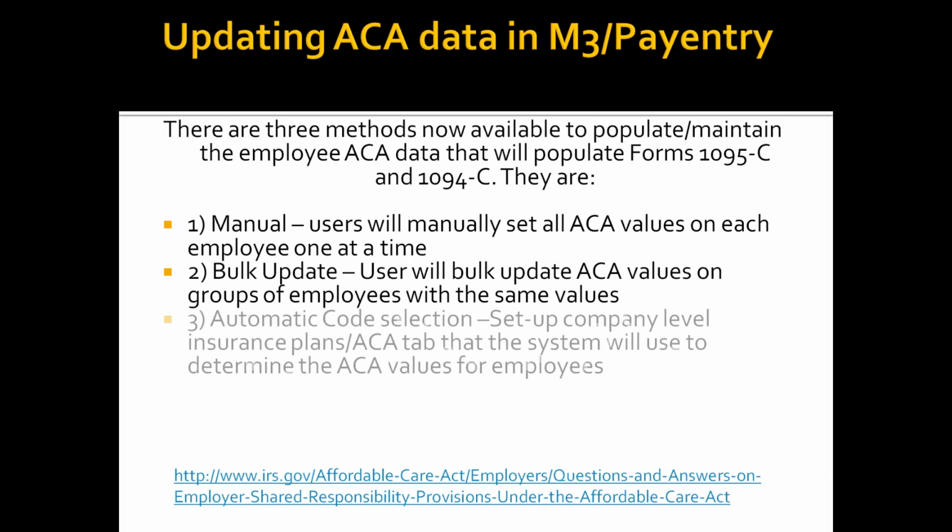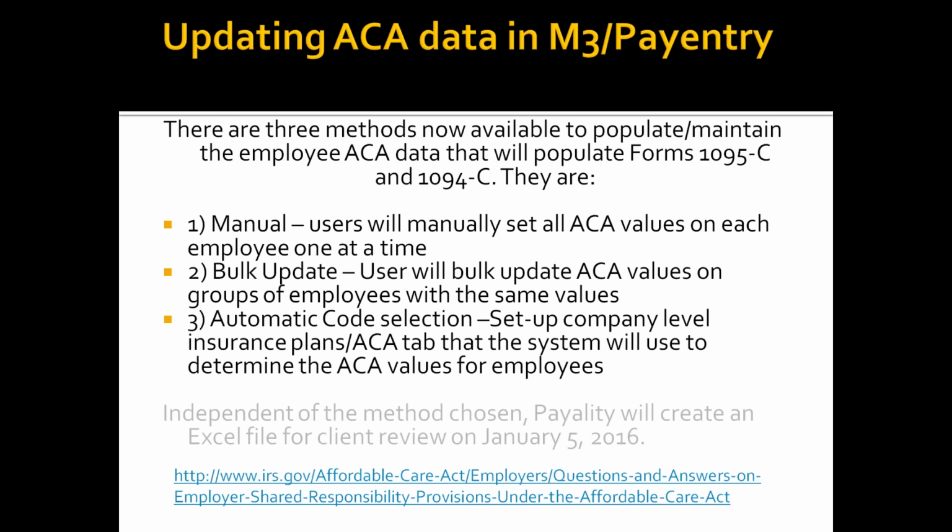And the third is the automatic code selection, where we're now using the system level, company level insurance plan tabs within the system and the ACA tab to gain insight into the type of coverages being offered and how that information will translate automatically onto these new reporting forms.